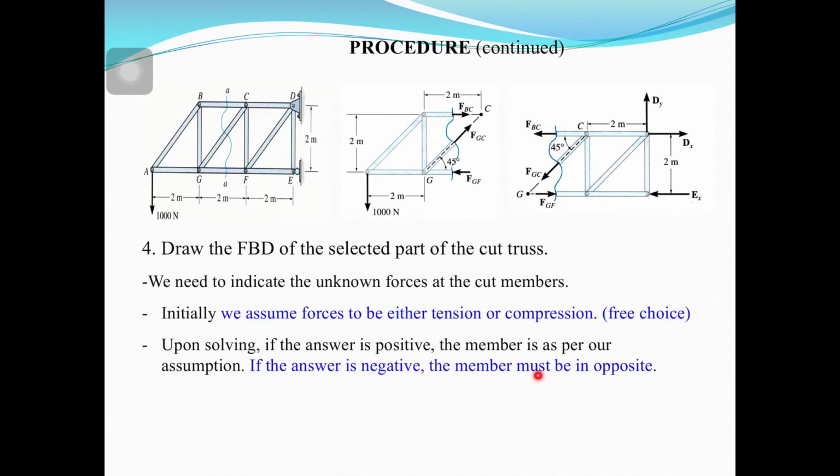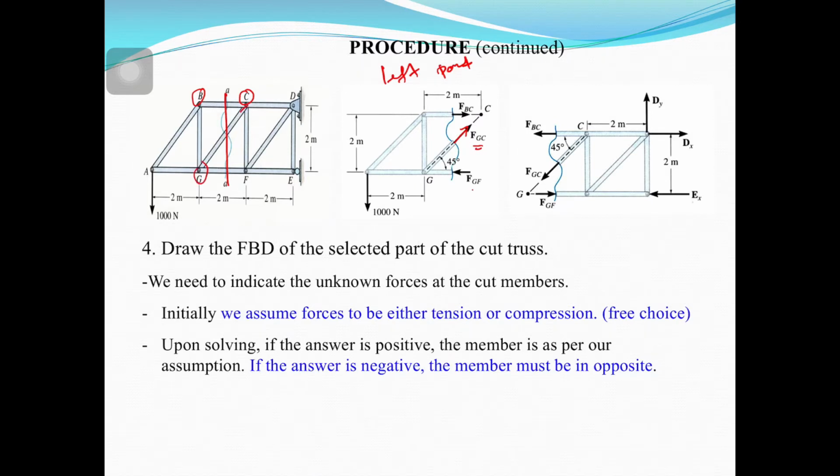So like this one, if we cut this, let's say we take the left part. So when we cut this, there will be internal forces. So we draw an internal force, FBC. Why BC? Because this one is B, this one is C. And then we also have this force, FGC, because the members are G and C.